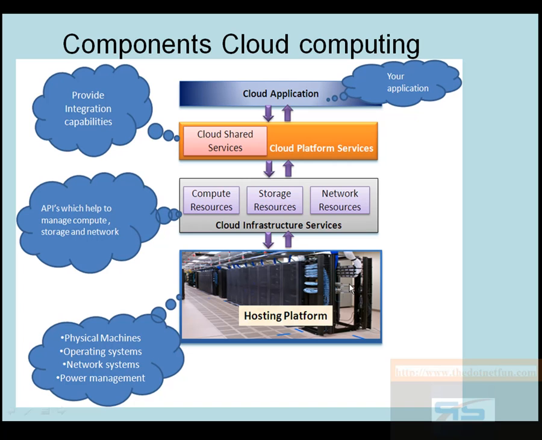Cloud computing consists of 4 layers. The first layer is a very important layer, rather, that's the physical layer of your cloud computing. In that layer you basically have physical machines, your racks, your operating system, your network system, your power management. We can say that's your actual metal. So the bottom layer is more of your physical machines.